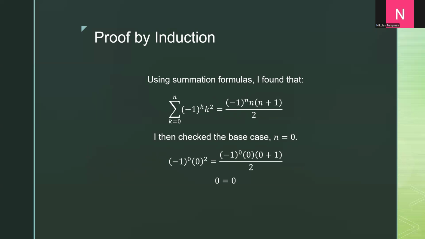So starting the proof by induction, I first got the summation into, I guess, just like a plug and play equation, just using some formulas. So our original summation was equal to (-1)^n times n times (n plus 1), and all of that over 2. So from there, I did the first step of proof by induction, which is checking the base case. So plug in 0 for n, and on both sides you get 0.